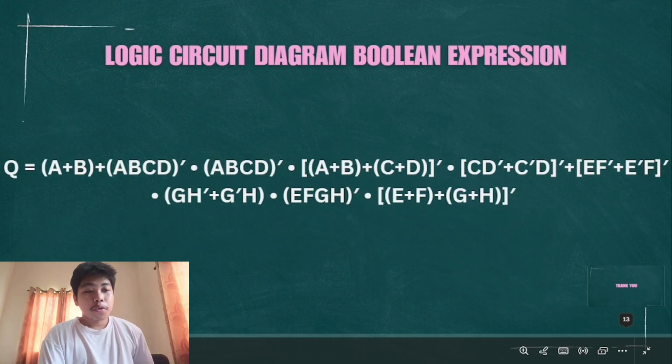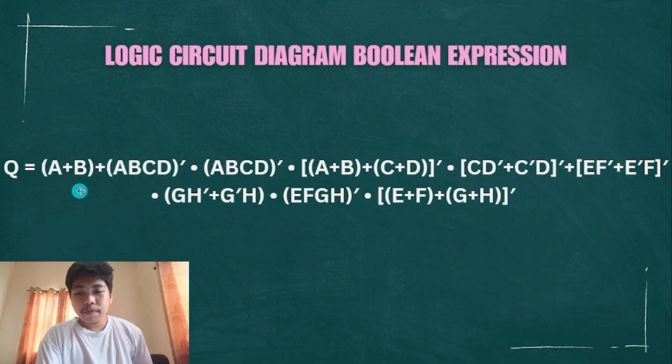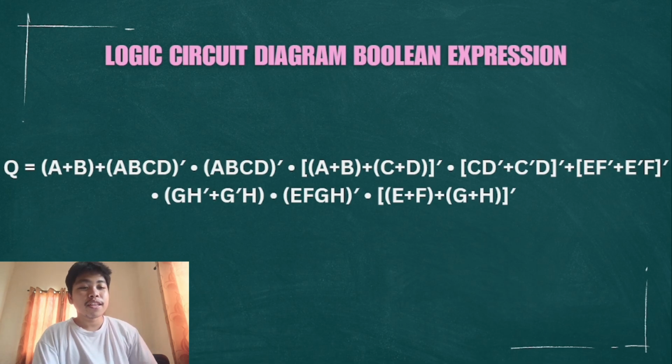So this is our Boolean expression from our logic circuit diagram. Q equals (A plus B) plus (ABCD') times (ABCD') times (A plus B plus C plus D') times (CD' plus C'D) plus (EF' plus E'F')(GH' plus G'H) plus (AFGH') times (E plus F plus G plus H').